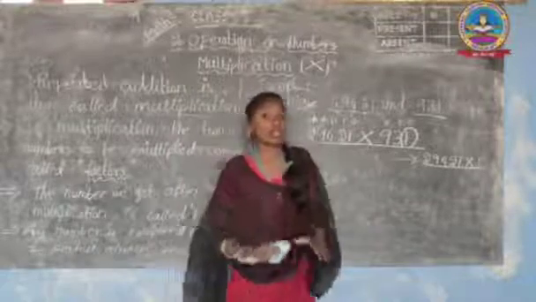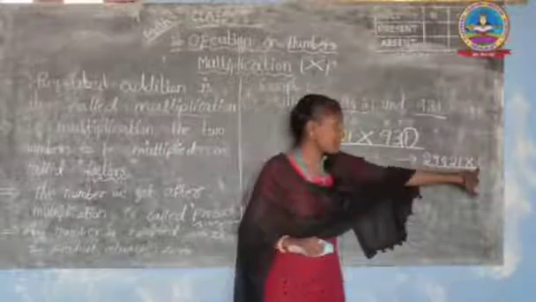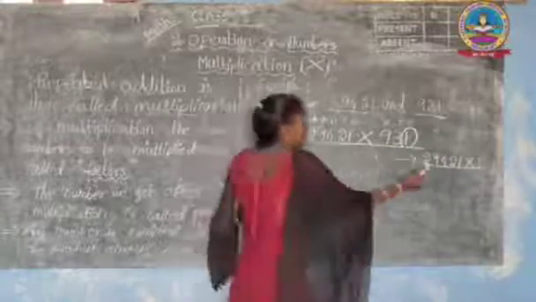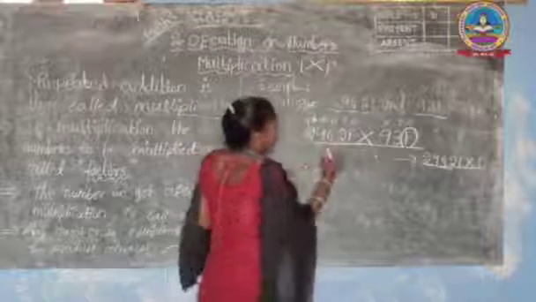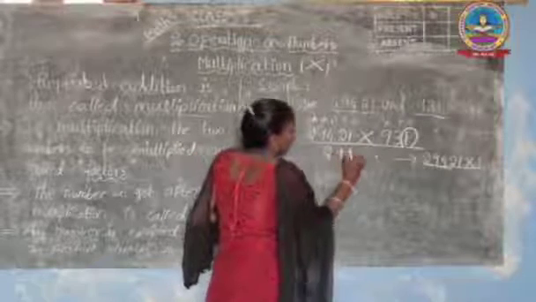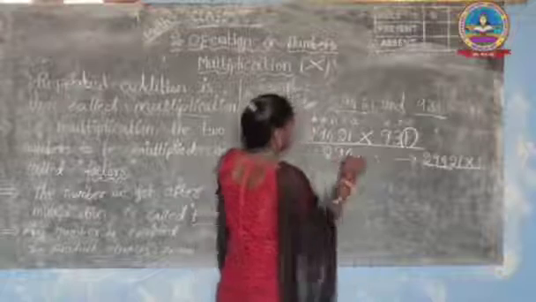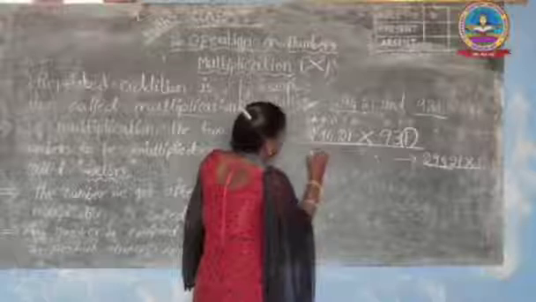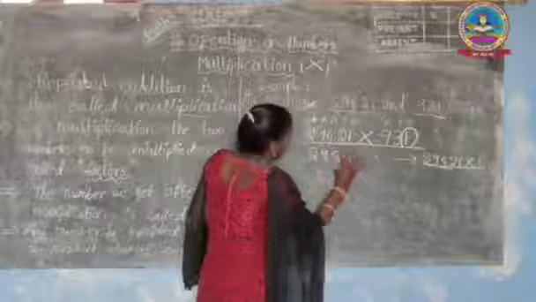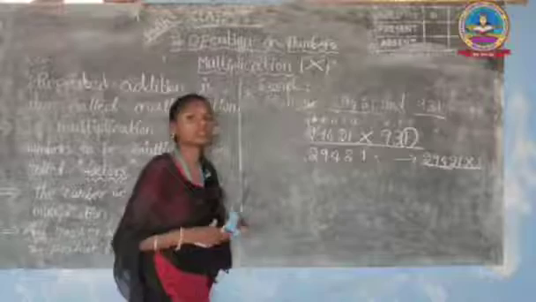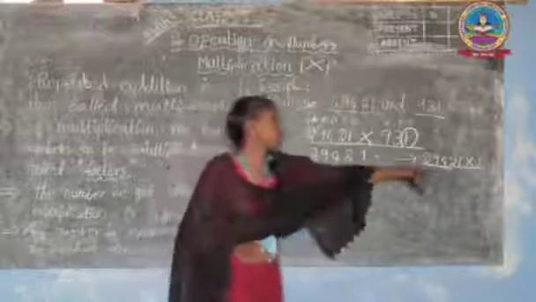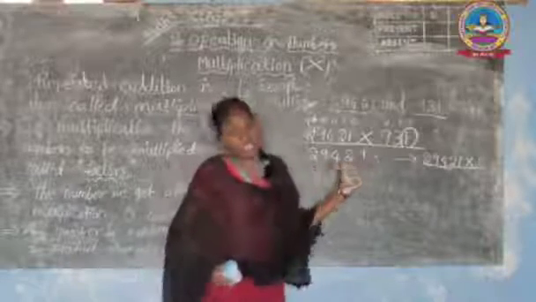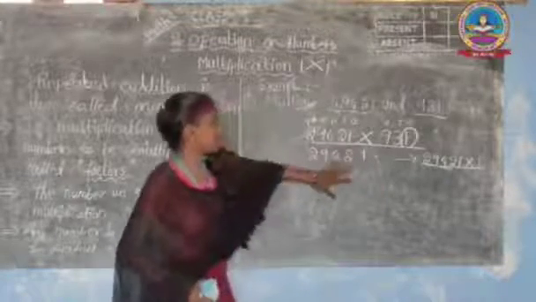So we already know the rule of multiplication. Any number multiplied by 1, yes, the product is the number itself. We know that already. So write this number directly: 2, 9, 4, 2, 1. Right? Any number multiplied by 1, we get the number itself. This is the first partial product. So write this number itself.